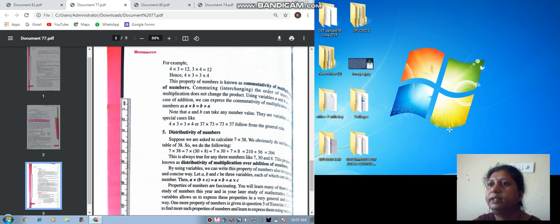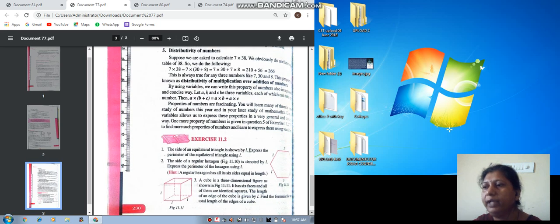Okay, see here. Now commutative property of multiplication. See here, 4 into 3 is equal to 12, and 3 into 4 is also 12, right? So if we consider here the first number as A and the second number as B, then we can say A into B is equal to B into A. Get it? Fine. Now next.